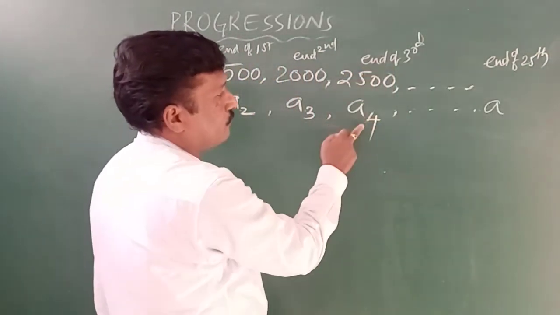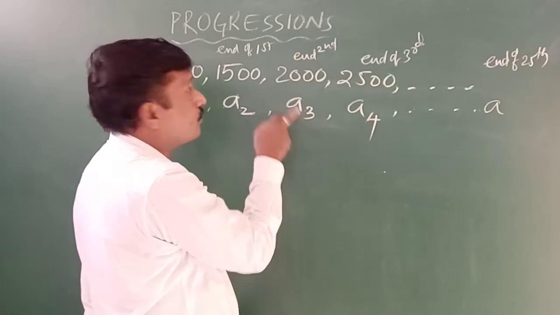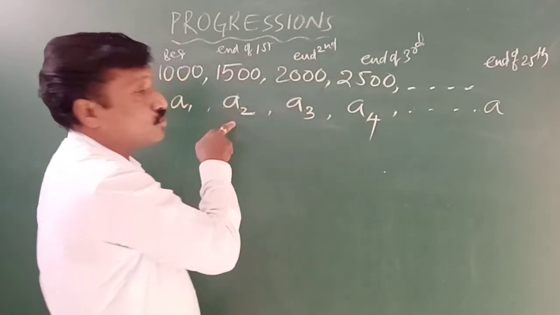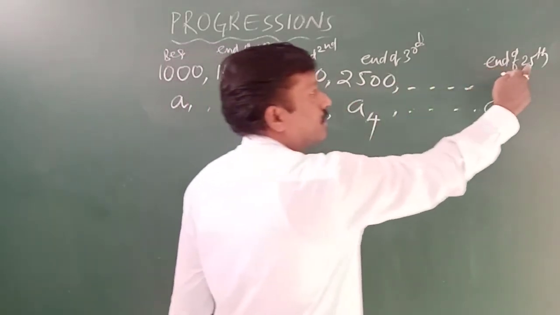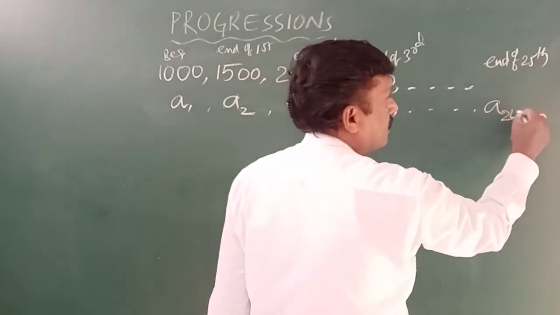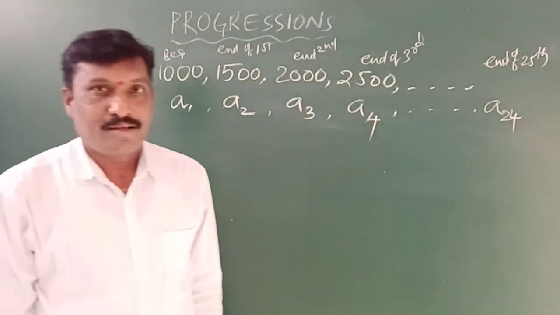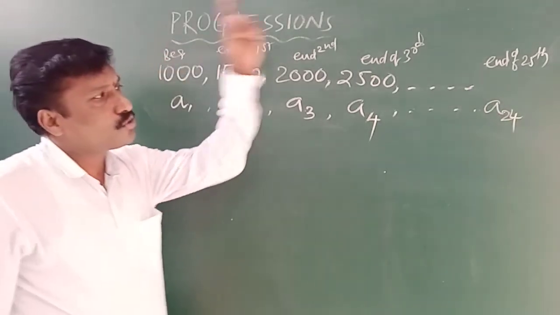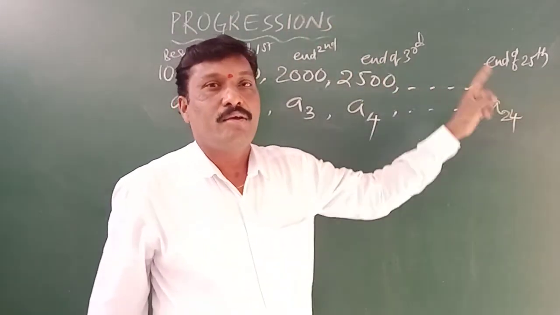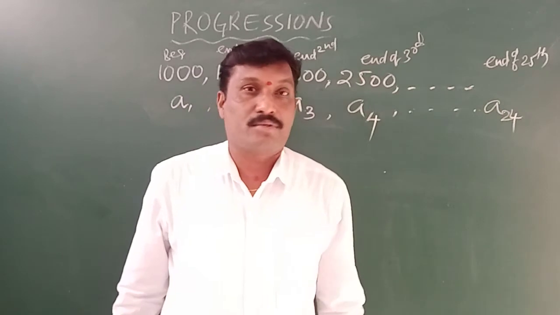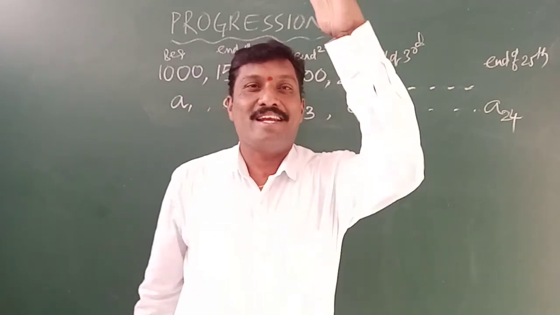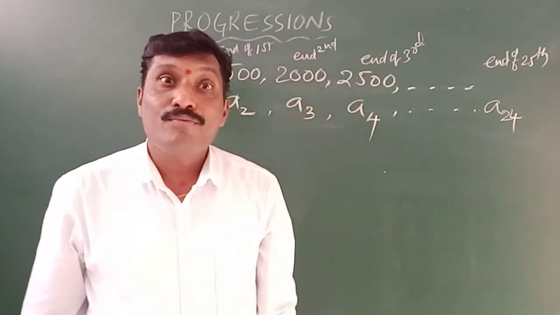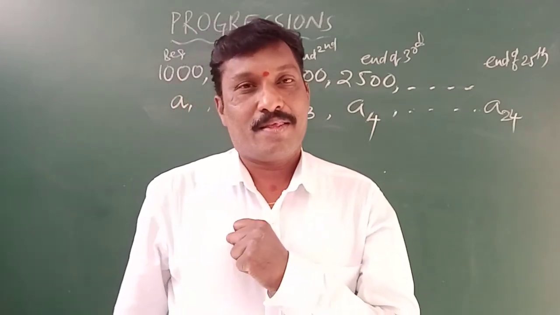Third month means it is coming 4, second month means 3, first month means 2, so therefore the 25th month comes as the 24th term. But because we are not calculating this as end of month, it is the beginning term. So the end of the 25th month we have to count as the 24th term. How to calculate the 24th term, we are going to study now.